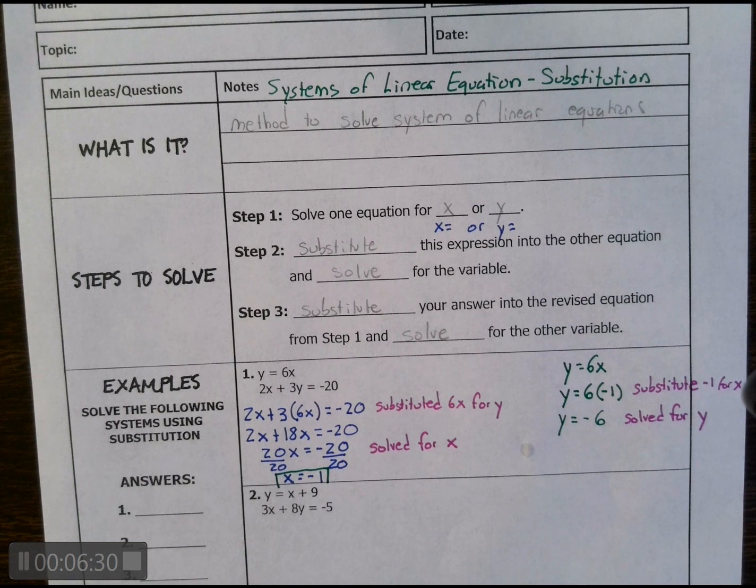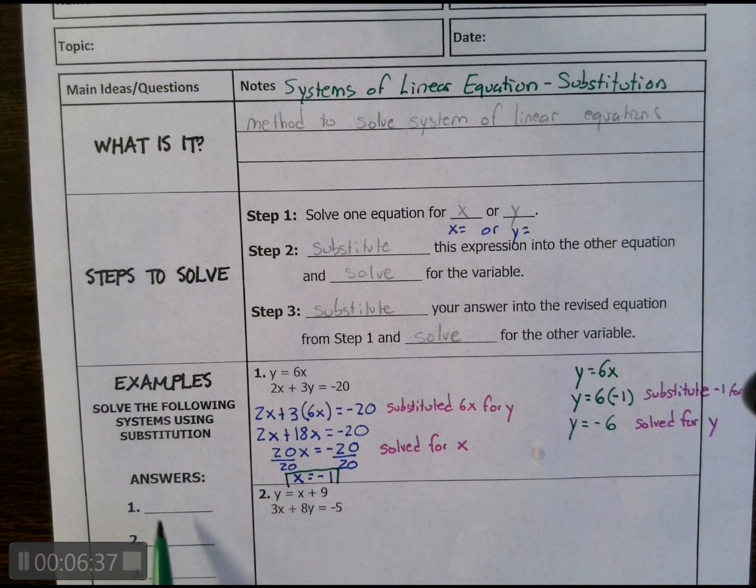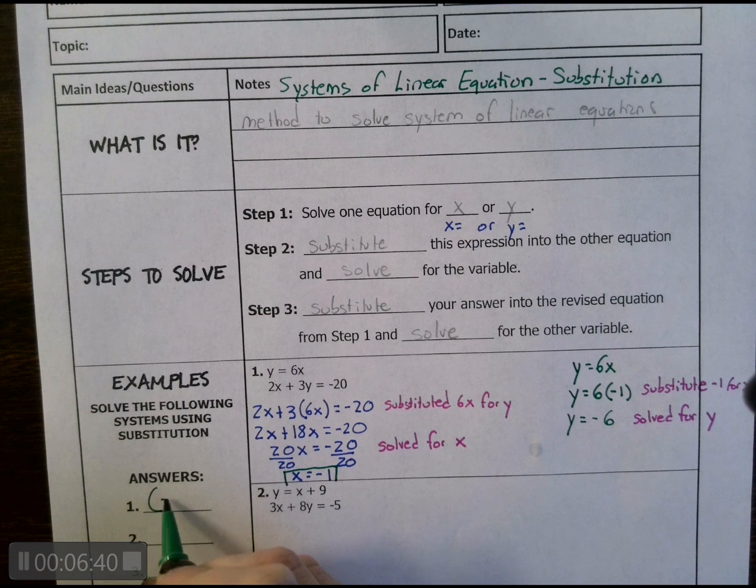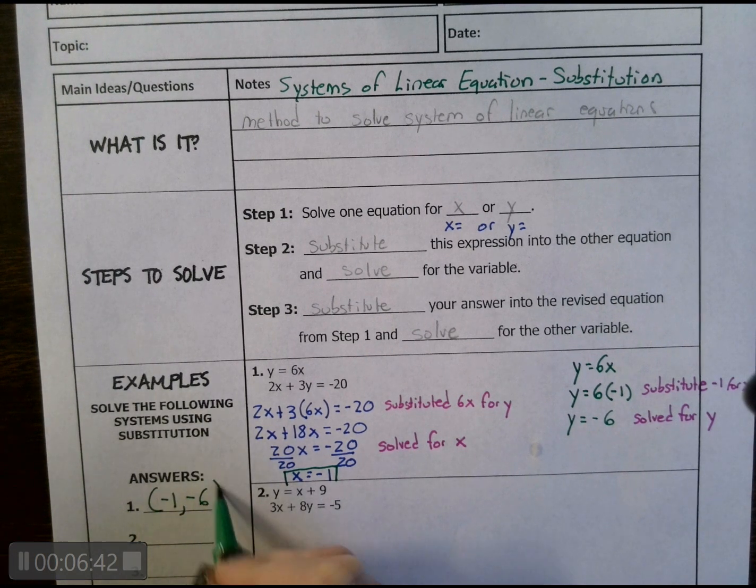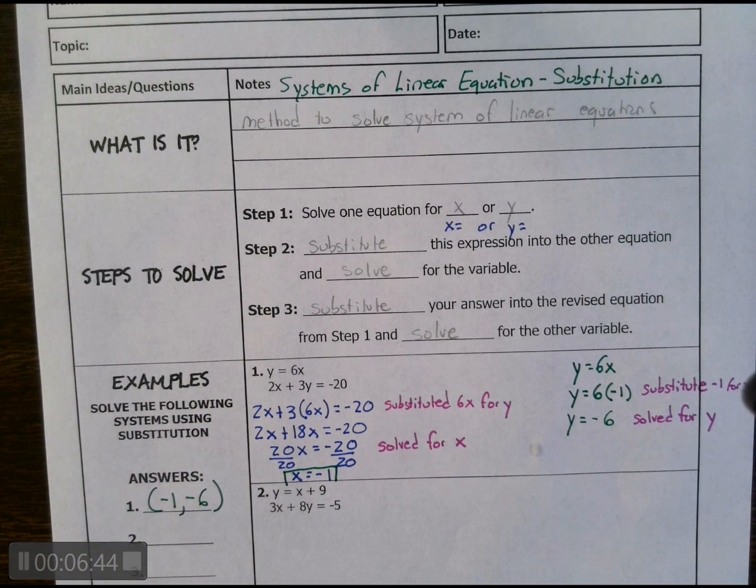So when we write our answer, it's going to be in the coordinate point form, so answers are over here, of -1, -6. Just like when we were graphing, this is the point of intersection of these two lines. So if we graph these two lines, that's where they would intersect at that point. Okay? So this is just another way to find that intersection point. Okay? Let's try another one.